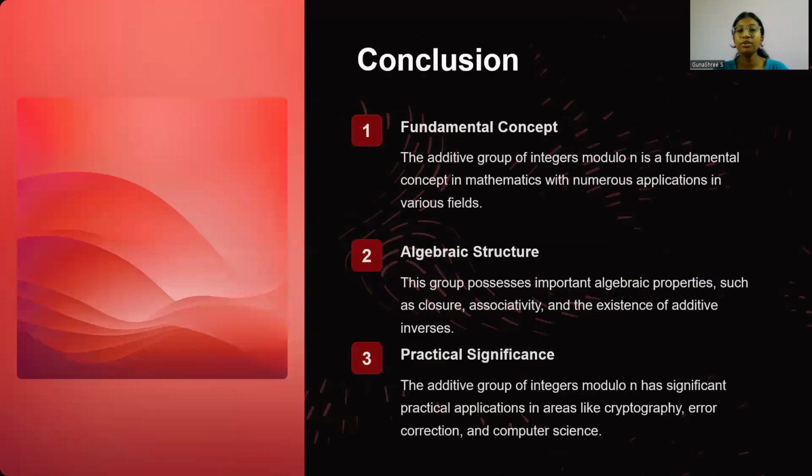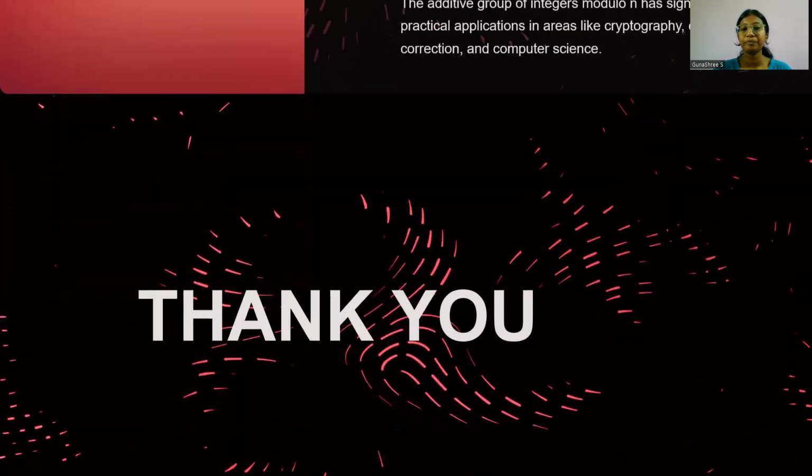Moving on to the conclusion. It is one of the basic concepts required in mathematics, with enormous applications in various fields. Next, we have to define the algebraic structure. Properties like closure, associativity, existence of an additive inverse, and existence of an identity element all play a very crucial role. Next is the practical significance. It has major uses in cryptography, error correction, and computer science, which are used in many different domains. Thank you.